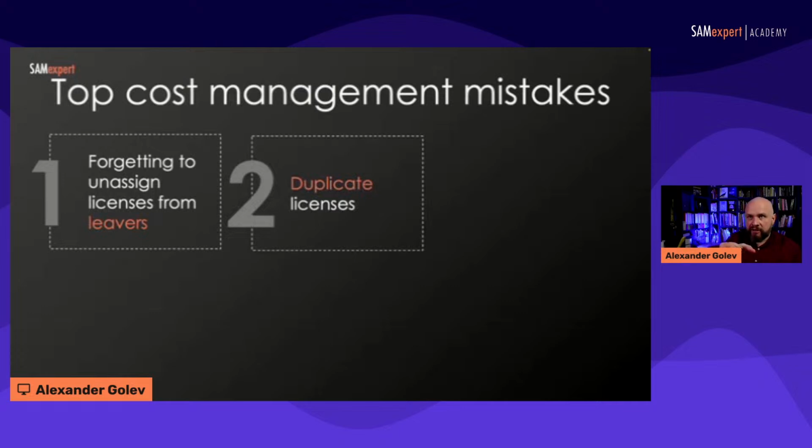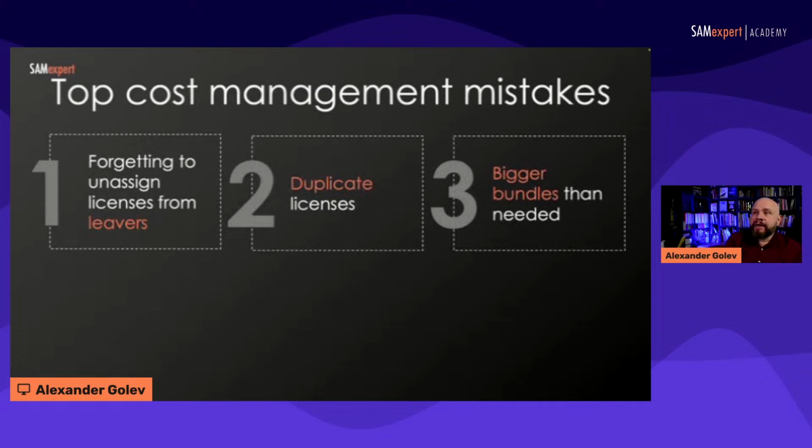And some of them are easy. For example, in this case, E3 and E5, if you see that assigned to a single user, it's obvious that one of them must be unassigned and reassigned somewhere else. But there may be a component, and you may not know whether that component is a part of the other package that is also assigned to the same user. We see that more often, and this is wasting your money. Bigger bundles than needed. Simple. If somebody doesn't need E3 and they can do their work with F1, buy F1 for them, don't buy E3.